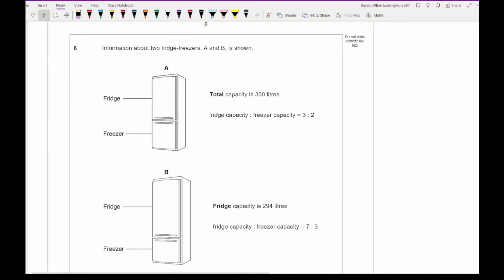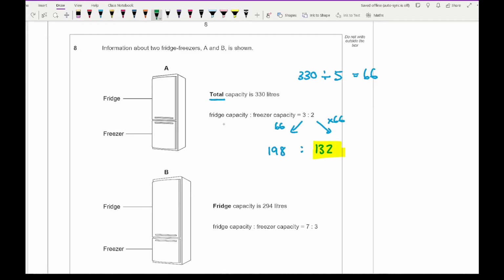So for this, here we know the total. So we're doing 330 divided by the total numbers in the ratio, which is 5. And that works out to be 330 divided by 5, which is 66. So then what we then need to do is multiply these two numbers by 66, in which then 3 times 66 is 198, and 2 times 66 is 132. So she wants to buy one with the biggest freezer. So for fridge A, it's got 132.